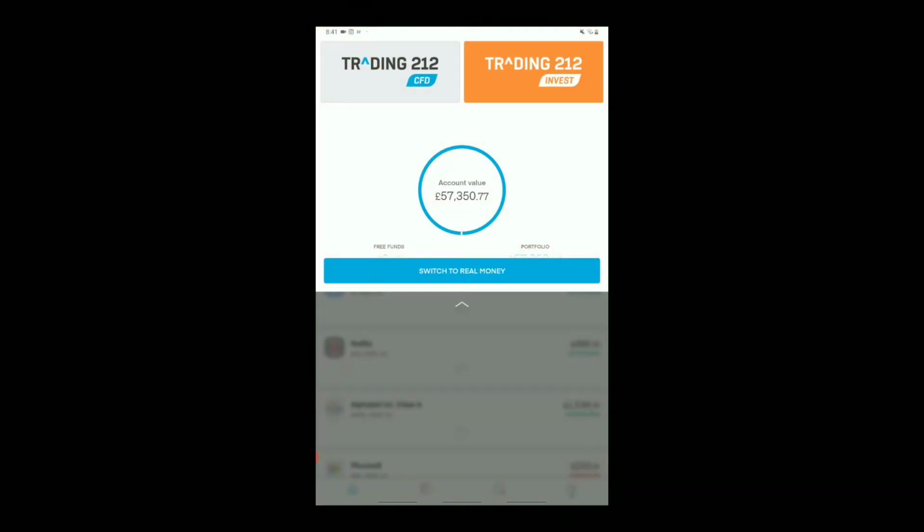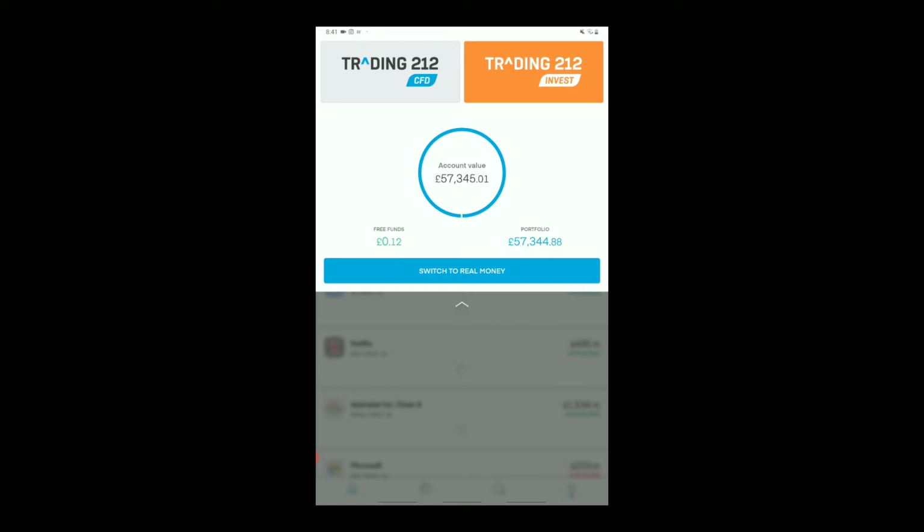So we'll start off at the invest side, being as this is mainly the more used side, and it's also a safer side. So how does this one work? First things first, when we have purchased some stocks, we will see an account value, which is basically the amount of money in our account and what it's currently worth.